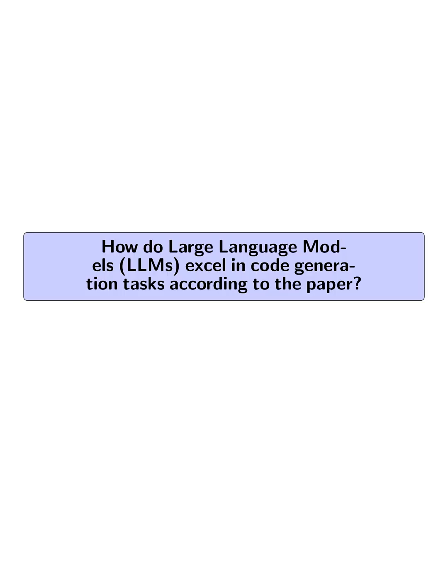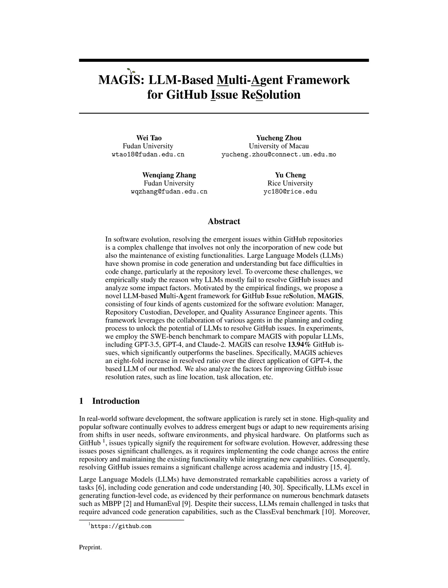How do large language models, LLMs, excel in code generation tasks according to the paper? Large language models, LLMs, excel in code generation tasks by demonstrating remarkable capabilities in generating function-level code. They have shown significant potential in addressing emergent bugs, adapting to new requirements, and evolving software applications. LLMs have been particularly successful in tasks that involve generating code changes across entire repositories, such as resolving GitHub issues.